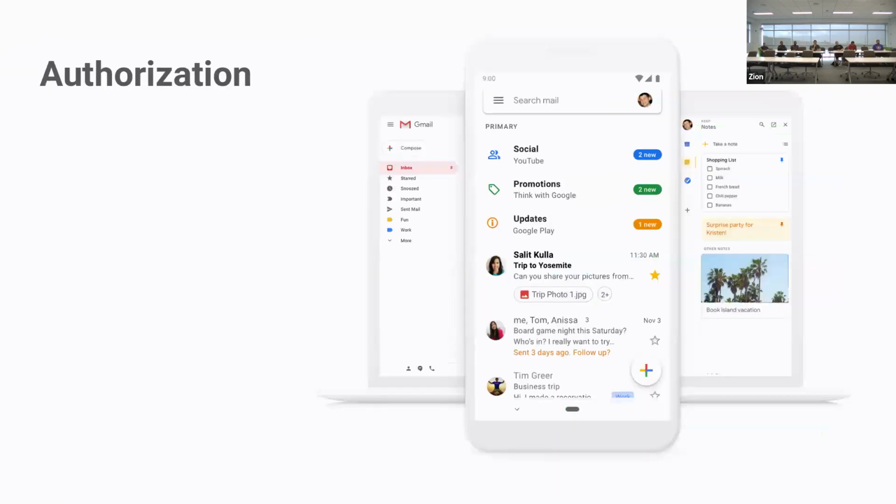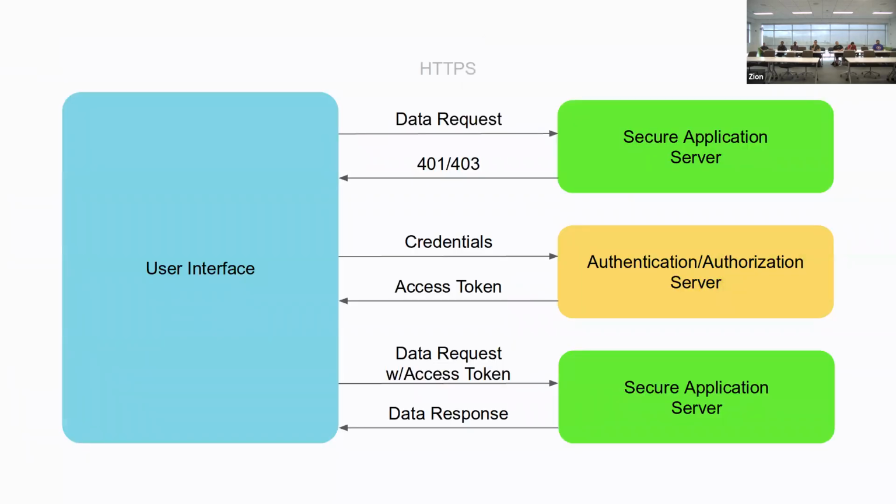All right, so authorization, coming back to our Gmail app, pretty much anything like that. So how does this work?